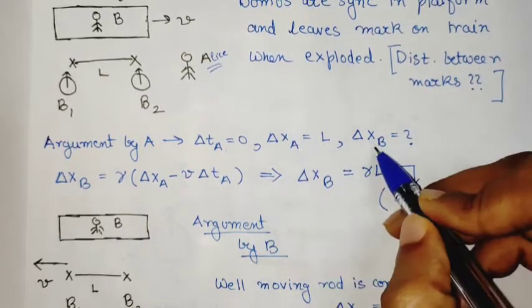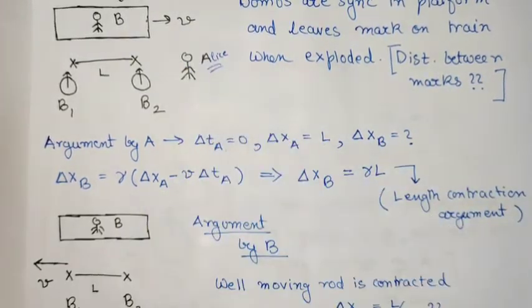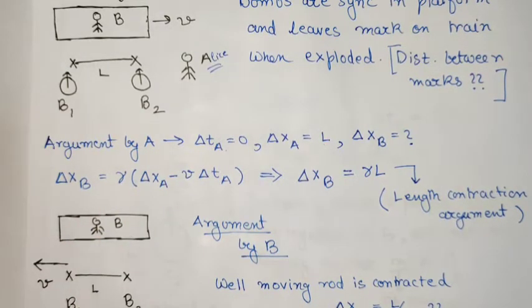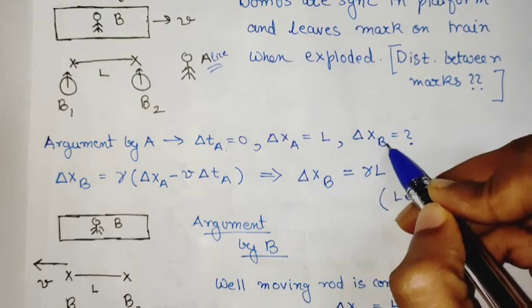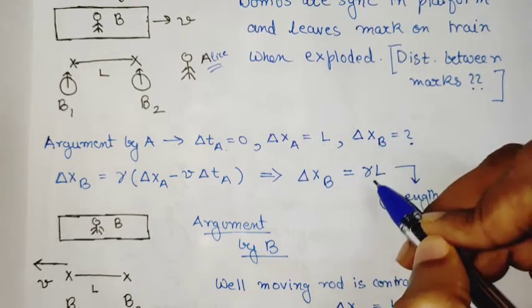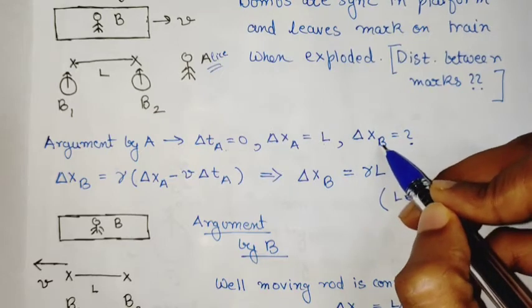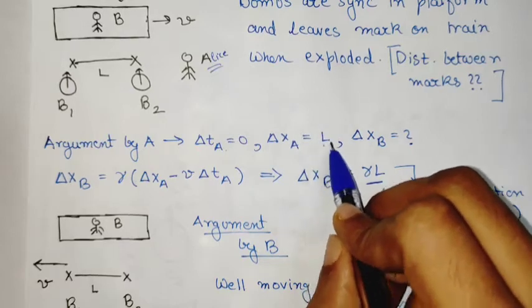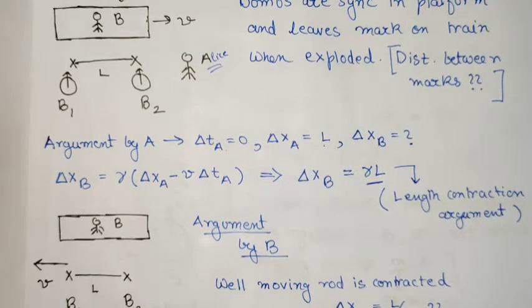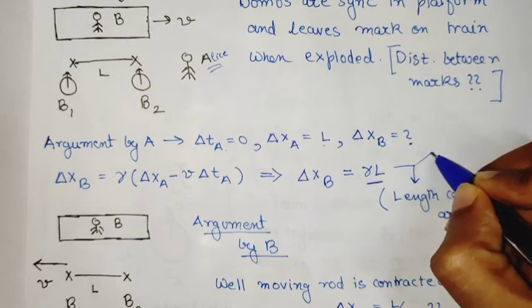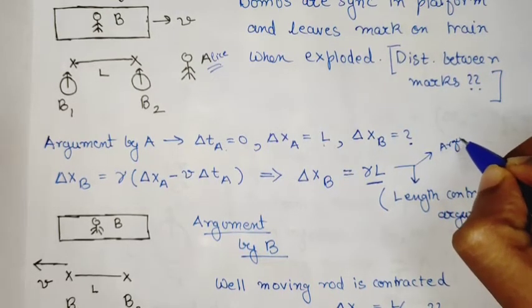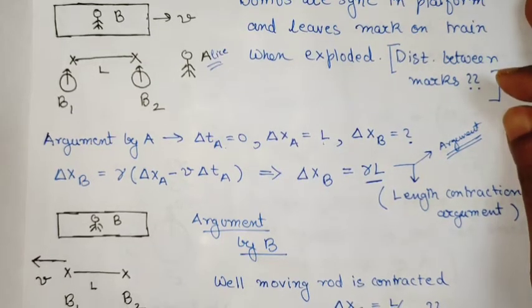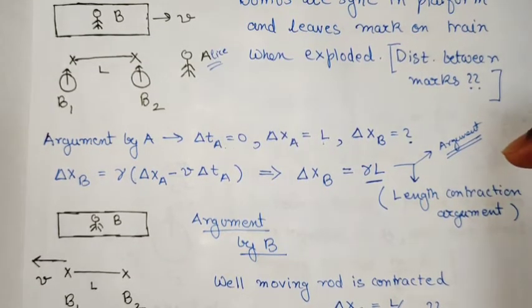I need to find the length of separation in this moving frame, but from length contraction, I know whenever the length in the moving frame is related to my frame by a factor of 1 by gamma, so it must be gamma times the length that I am seeing in my frame. So this is a simple length contraction argument given by A, and it looks quite valid.